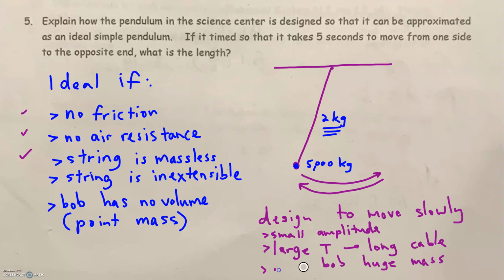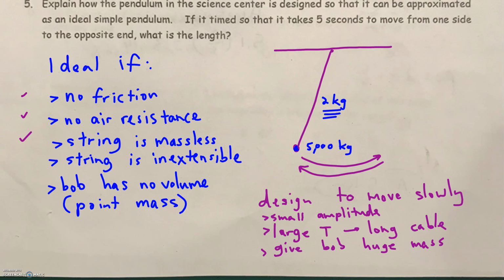So feed it lots of Twinkies, and then it's a high mass bob. Give the bob huge mass. That's just a joke about Twinkies. Got Twinkies on the mind.